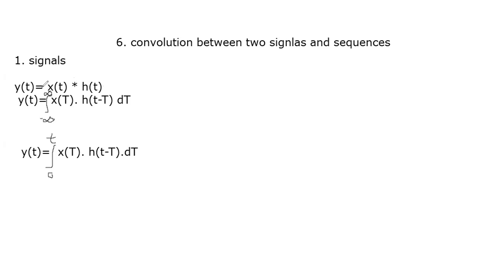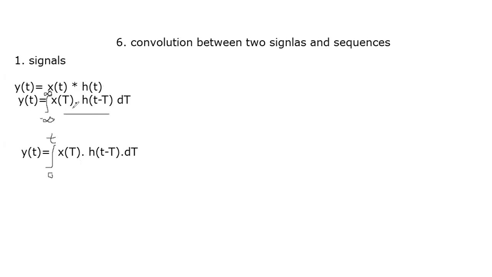Okay. And now if this star symbol is used for convolution, then the corresponding mathematical expression is this: integral of x of tau into h of t minus tau d tau. Instead of the tau variable, here I have used a dummy variable as capital T. Lambda also we can use, whatever may be the dummy variable.